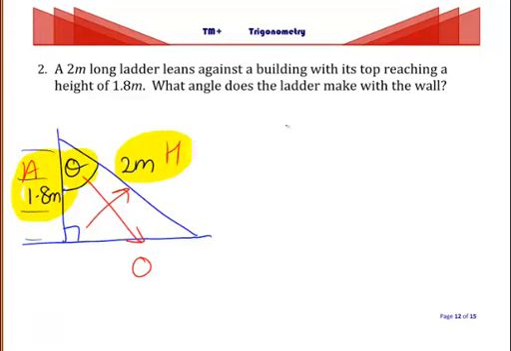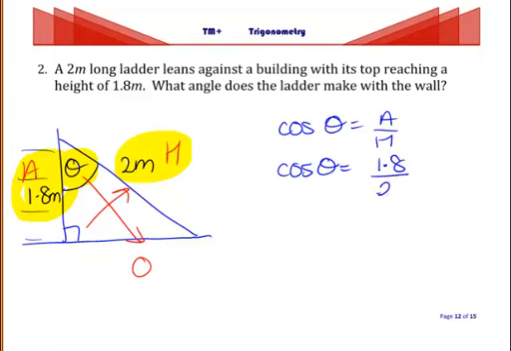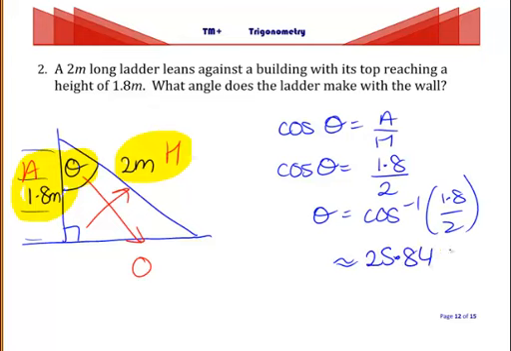So A and H is cos. So cos theta is A over H. Cos theta is 1.8 over 2. Theta is going to be inverse cos 1.8 over 2. Plug into your calculator. Again, remember your bracket. So inverse cos bracket 1.8 divided by 2. And you get 25.84, and it's degrees. Again, therefore, the ladder makes an angle of approximately 25.84 degrees with the wall.